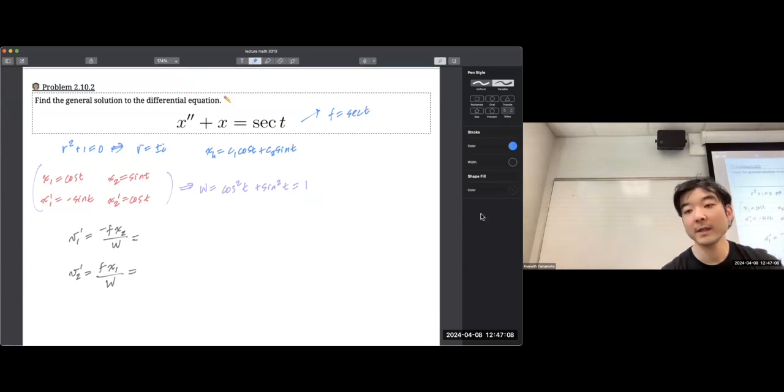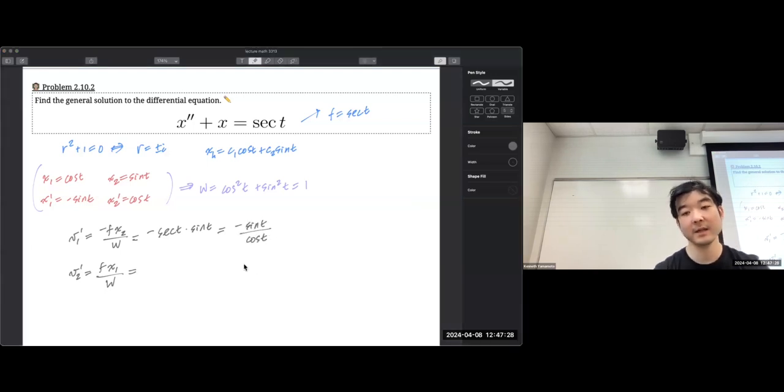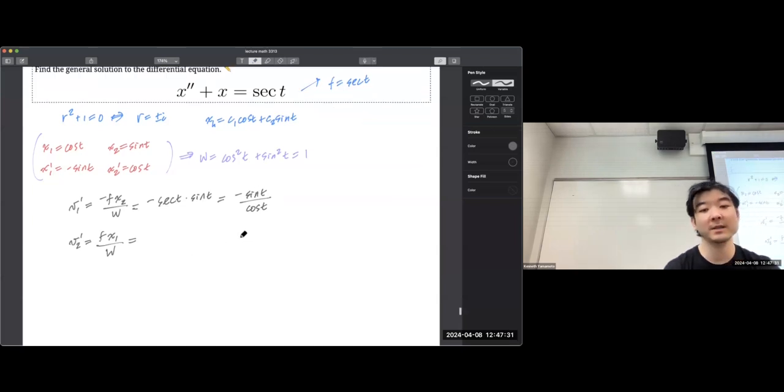So you're just going to write this out. It's going to be negative secant of t times our x2, which is sine of t, divided by 1. This is going to equal negative sine of t over cosine of t, which is just negative tan. But I'm going to write it this way because I don't know if you guys know the integral of tan. So I'll just have to do that by hand.